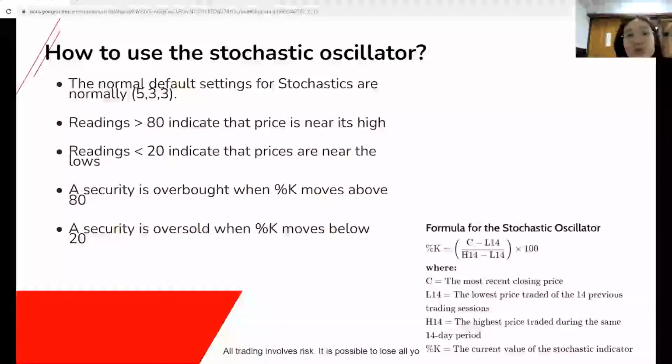Okay, so how do you use the stochastic oscillator? We'll just briefly go through this. Traders use the stochastic oscillator to identify potential buy and sell signals as well. When the %K crosses above the %D line, it's considered a buy signal. And when the %K crosses below the %D, it's considered a sell signal. They also look for divergences, which we'll be looking at in a couple more slides.